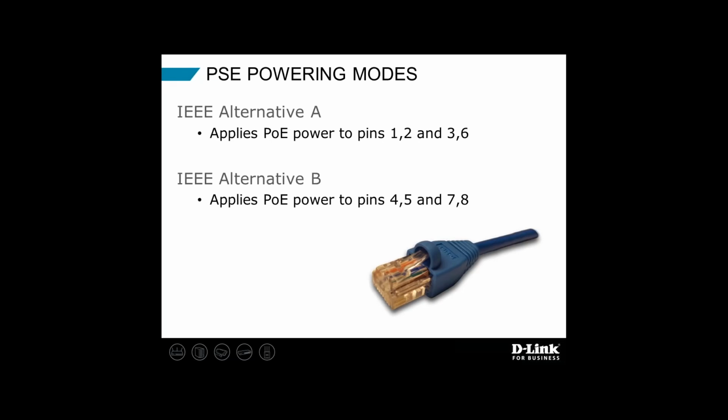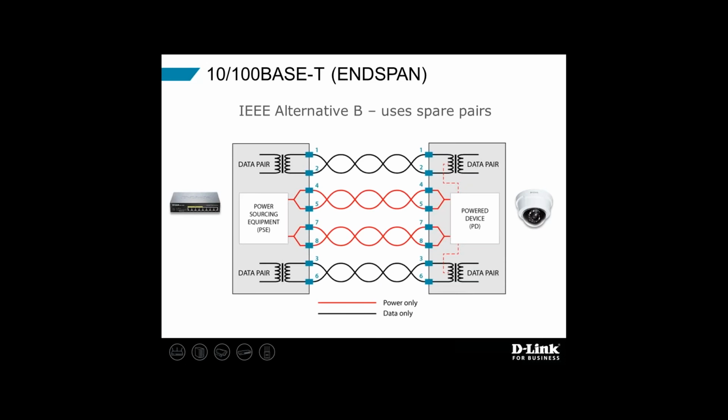So I've got some semi-technical diagrams here that show how this works. I know this is a little bit technical, but bear with me here. The first one I'll show is in a 10/100 network, and remember in 10/100 we have data on 1, 2, and 3, 6, and 4, 5, 7, 8 are not used. So this is 10/100 with alternative B.